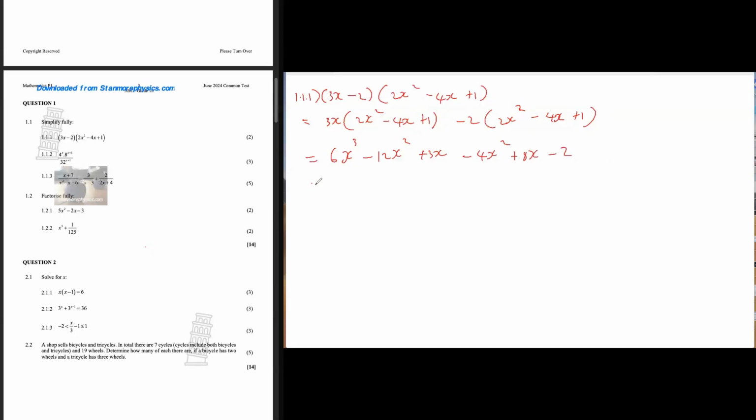We're going to do our like terms. So preferably descending powers here. So 6x to the power 3. And here we have 2x to the power 2s. We have a negative 12x to the power 2. And we have a negative 4x to the power 2. So that's going to be negative 16x to the power 2. And then we look at our x's, positive 3, positive 8. That's a positive 11x. And we're left with negative 2. So this is our final answer. Quite simple. Should be getting 2 marks there. Okay, let's clear this.